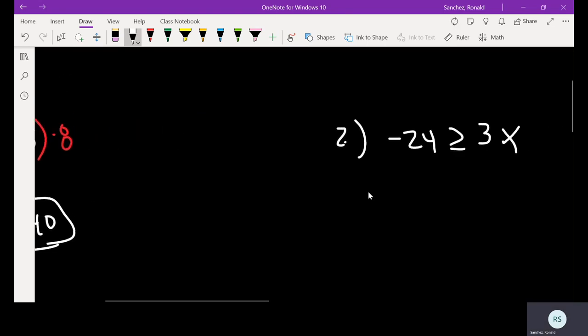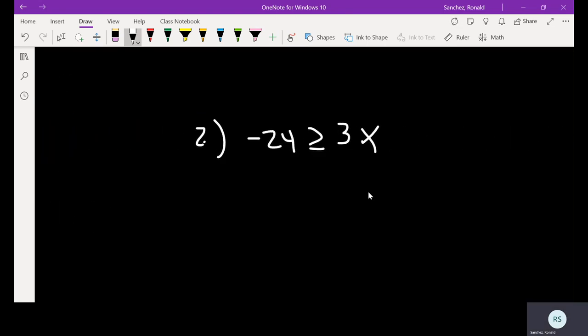Now let's take a look at problem number 2. We have -24 is greater than or equal to 3x. This 3 and this x are multiplying each other. So a number next to a variable, most of the time, implies multiplication. So this is 3 times x.